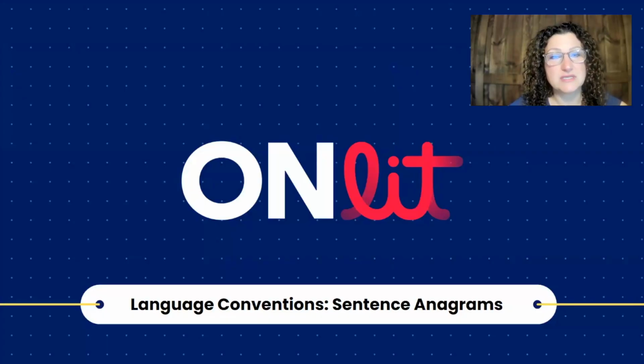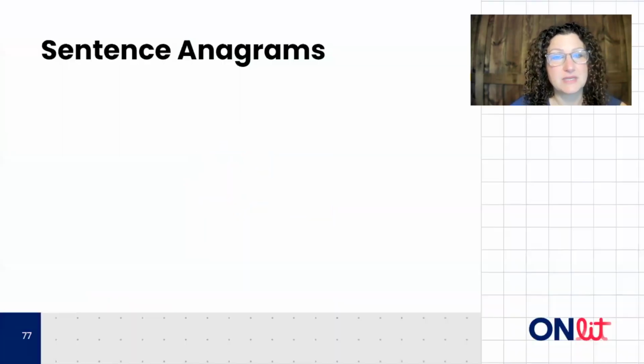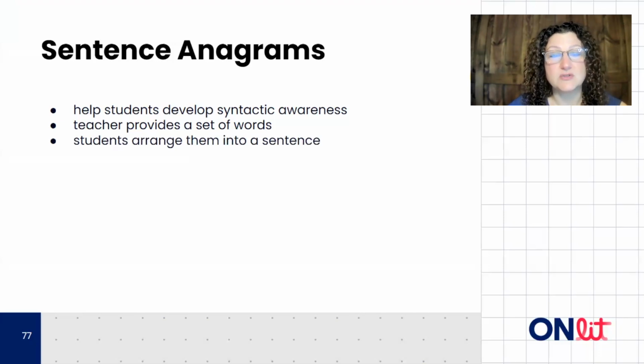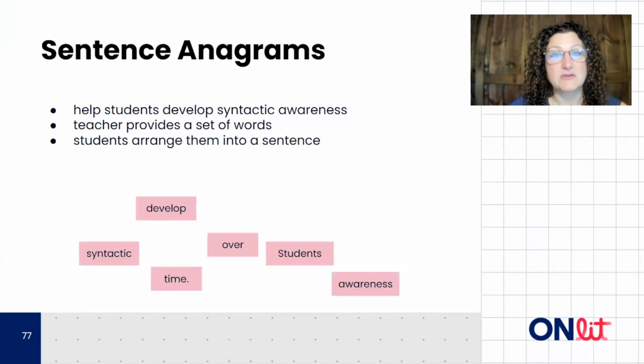This video will focus on an activity called sentence anagrams, also referred to as sentence scrambles. Sentence anagrams are a simple way to help students develop syntactic awareness. The teacher gives students a set of words from a sentence that are out of order. Students must rearrange the words into a grammatically correct sentence without deleting or adding any words. Give it a try with these scrambled words.